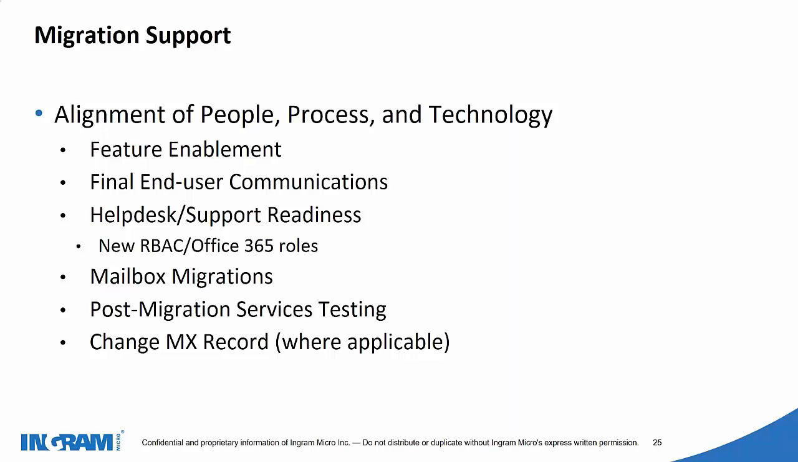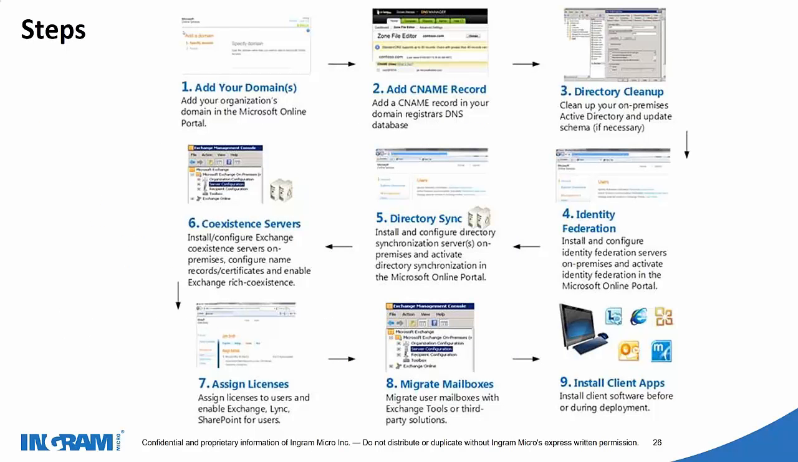I know guys, it seems like an old picture, but that's the best I have in my database. For example, first you have to add your domain, add the CNAME records, directory cleanup, then Active Directory Federation Services, directory sync, coexistence of your Exchange servers, license assignment, migration, then install client apps. Basically, this is just an overview of the steps.